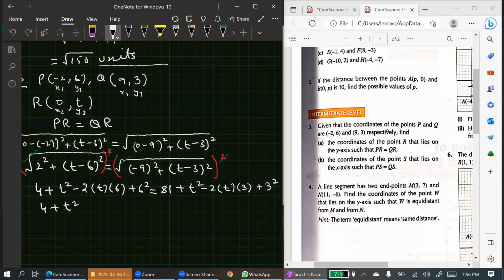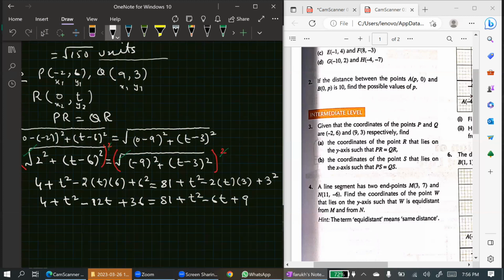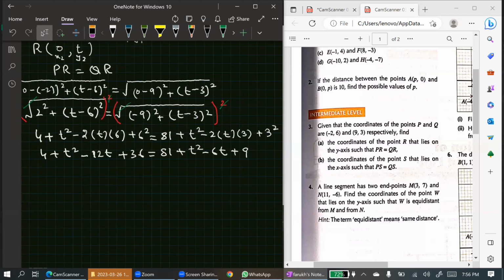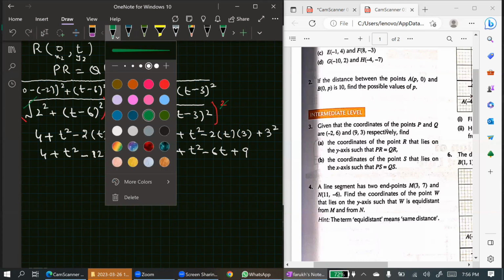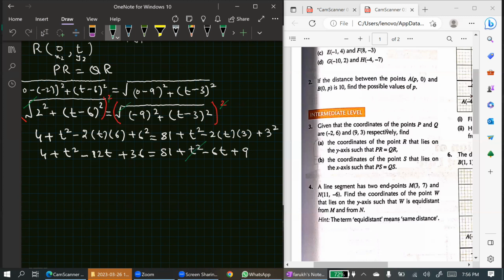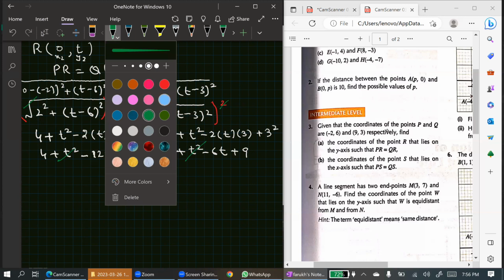4 plus t square minus 12t plus 36 is equal to 81 plus t square minus 6t plus 9. Now, can we cancel out t square with t square? Yes. We will cancel out this t square with t square.